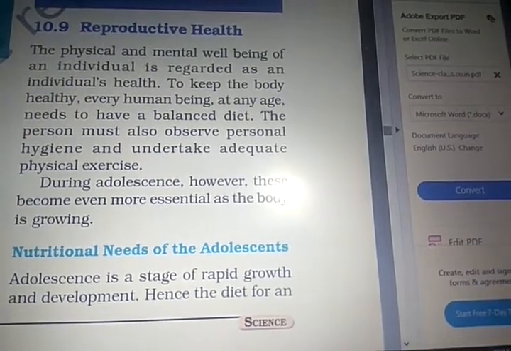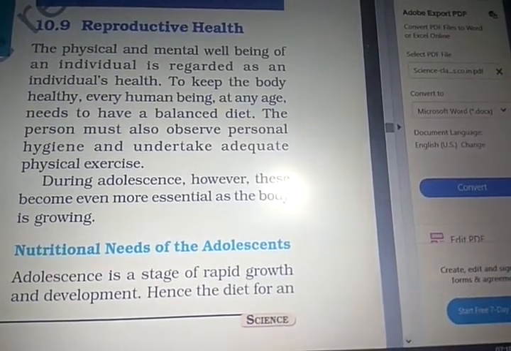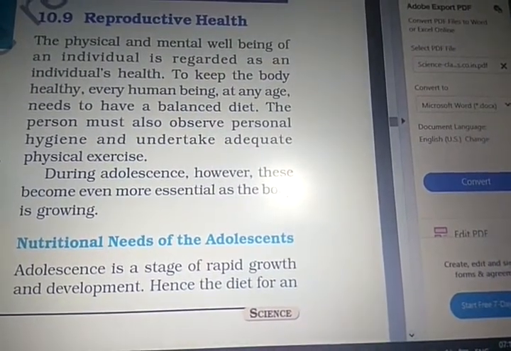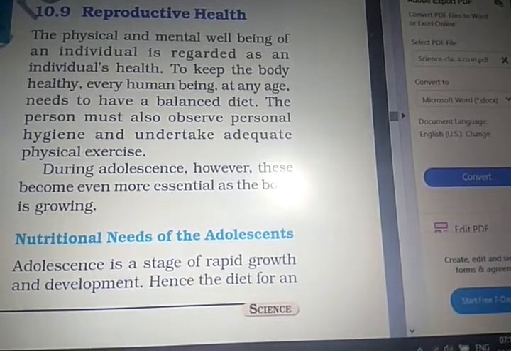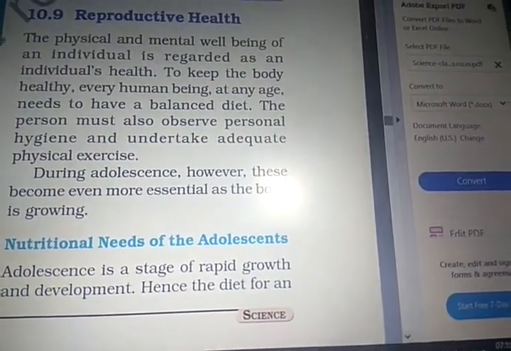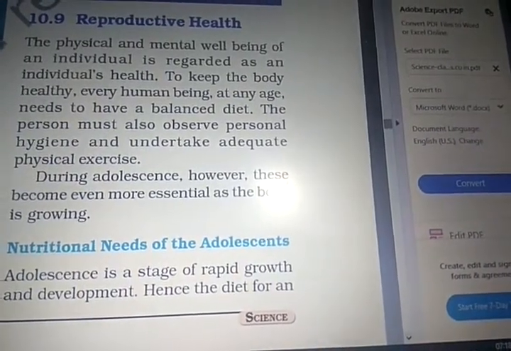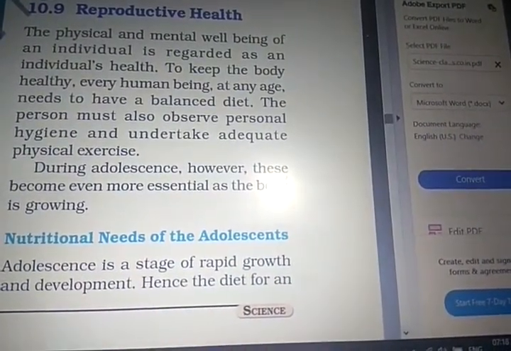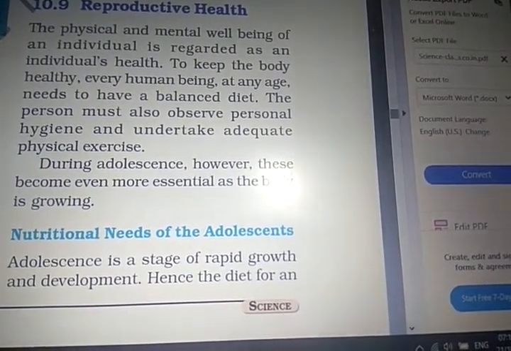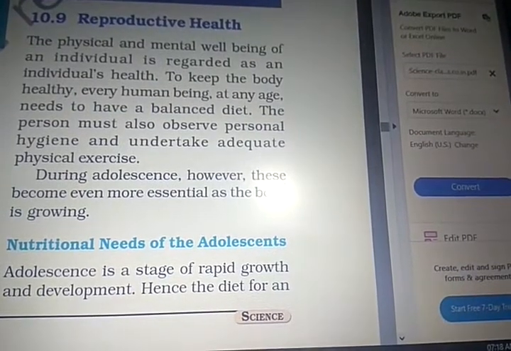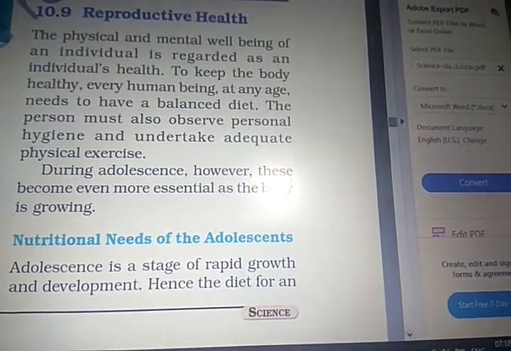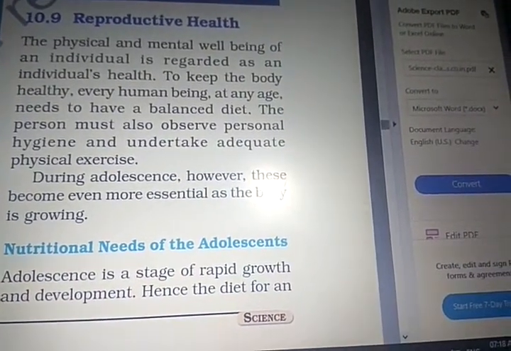The physical and mental well-being of an individual is regarded as individual health. To keep the body healthy, every human being at any age needs to have a balanced diet, right? If we eat balanced diets, then we become physically and mentally fit. The person must also observe personal hygiene and undertake adequate physical exercise. Nowadays, due to the lack of physical exercise in people, they are not happy. They are in a tension mood, right?